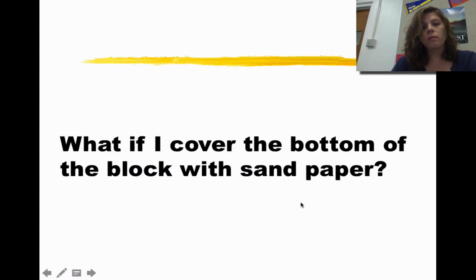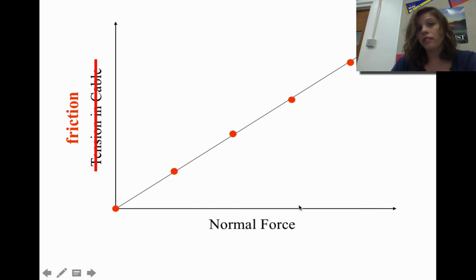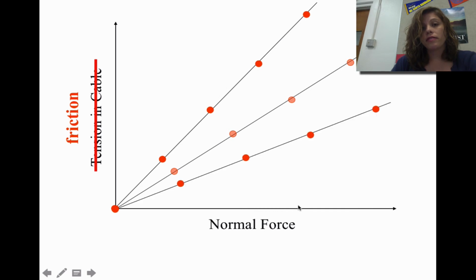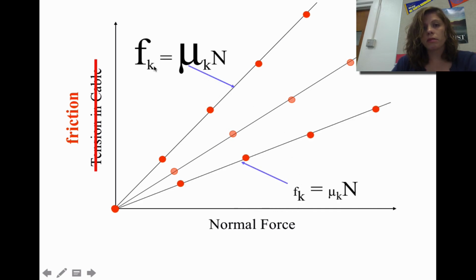So if I cover the bottom of the block with sandpaper, you would expect the friction to become more, yes. So you'd want a greater friction up here. If we cover the bottom of the crate with like oil or some lubricant, the friction becomes less. So our mu, the coefficient of friction between the two surfaces, becomes smaller.